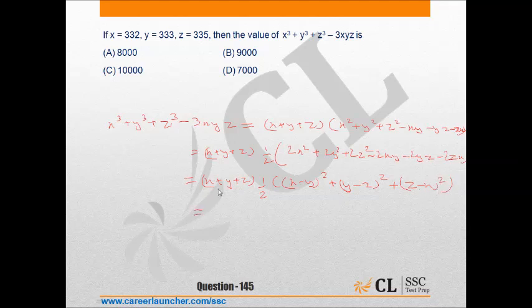x plus y plus z is 1000. This is 1 by 2. x minus y is 1. y minus z is 2. 2 square is 4. z minus x is 3. 3 square is 9. So this is 1000 into half into 14, which is 7000.